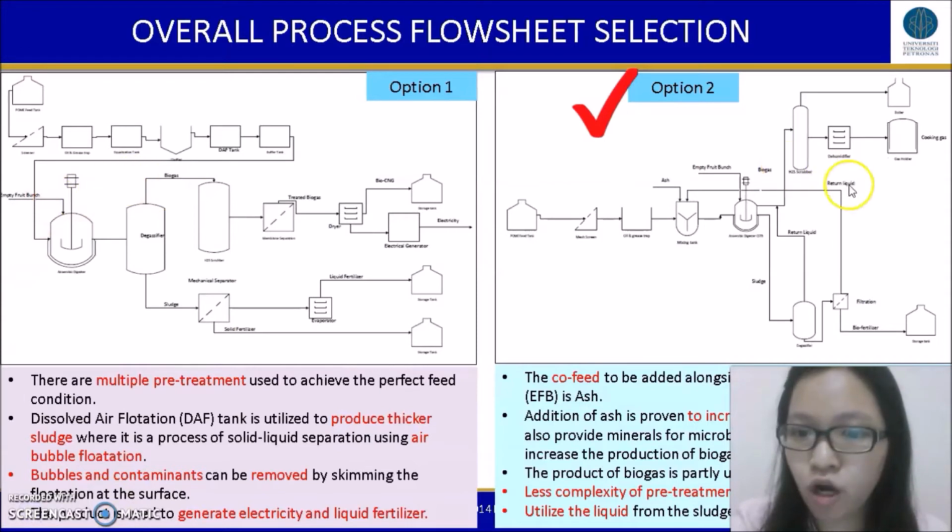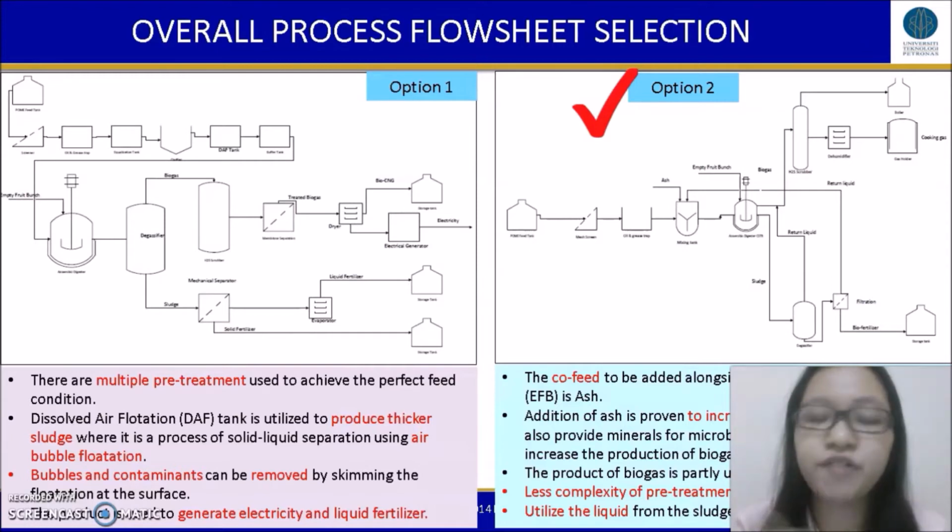Meanwhile, for option 2, the core feed to be added alongside pond and empty fruit bunches is ash. Addition of ash is proven to increase the production of biogas. In option 2, the product of biogas is partly used to power the boiler to replace part of the biomass fuel. Therefore, option 2 is accepted as a better process design compared to option 1 due to less complexity of pre-treatment process and the end product. Option 1 produces liquid fertilizer, whereas option 2 utilizes the liquid from the sludge for recovery of liquid.